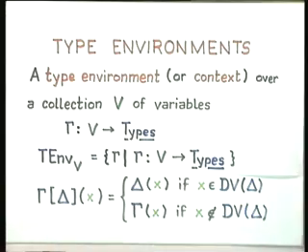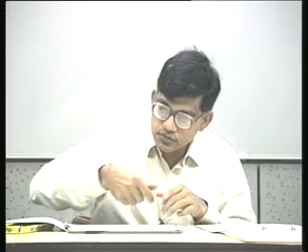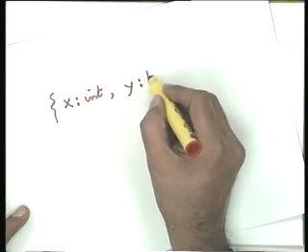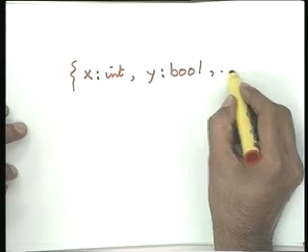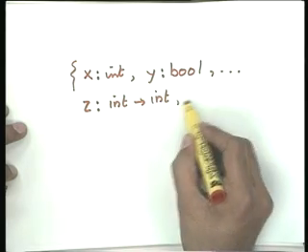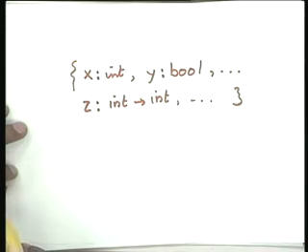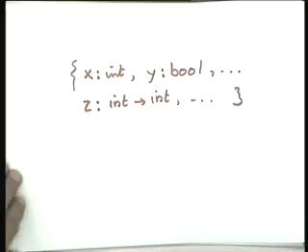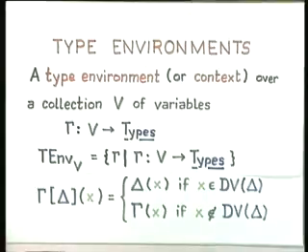So, essentially if you think of a context as a collection of this form, and so on and so forth, maybe z of type int arrow int or some such thing. If you consider context to be a collection of this form, then the defined variables are x, y, z, etc. Right. So, I have actually done that without explicitly mentioning it. So, we have the concept of what are all the defined variables in a context, and so this updation is such that if x does not occur in the defined variables of delta, then the type of x is whatever is given by gamma.